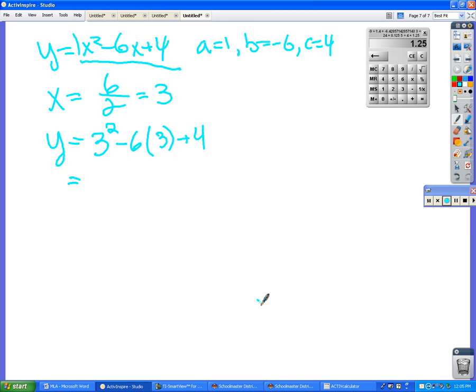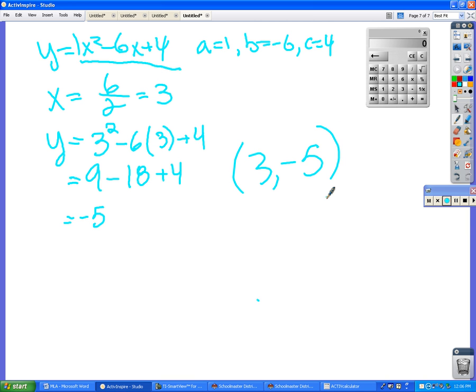Just a little bit. What's 3 squared? 9. What's 6 times 3? 18. And then plus 4, right? So 9, take away 18, plus 4. 9 minus 18 plus 4 equals negative 5. Yeah. Okay? So the coordinates of my vertex are 3, negative 5.